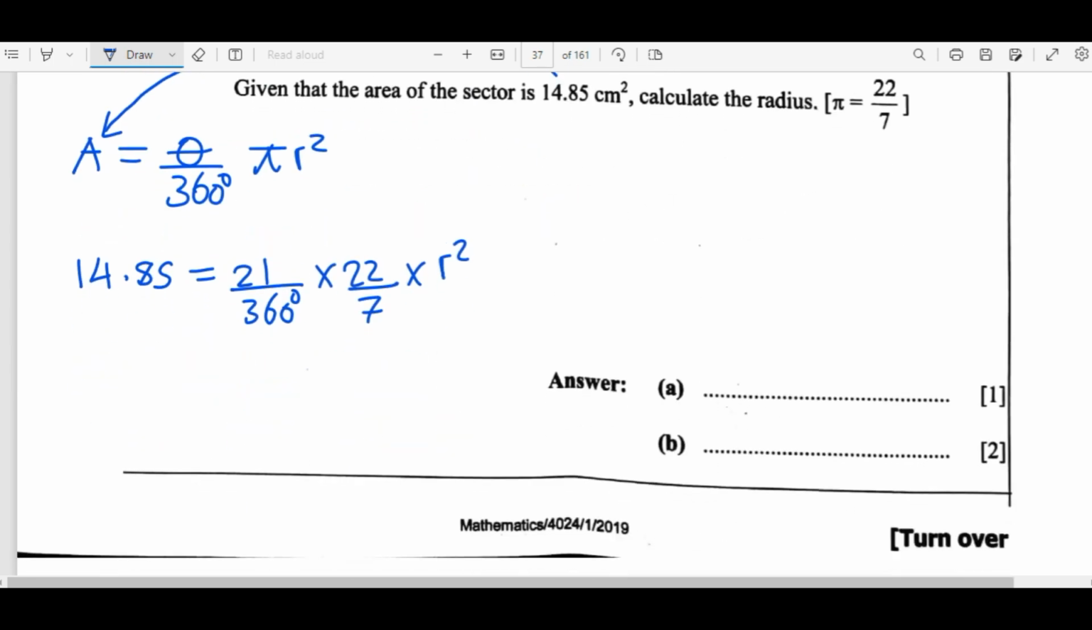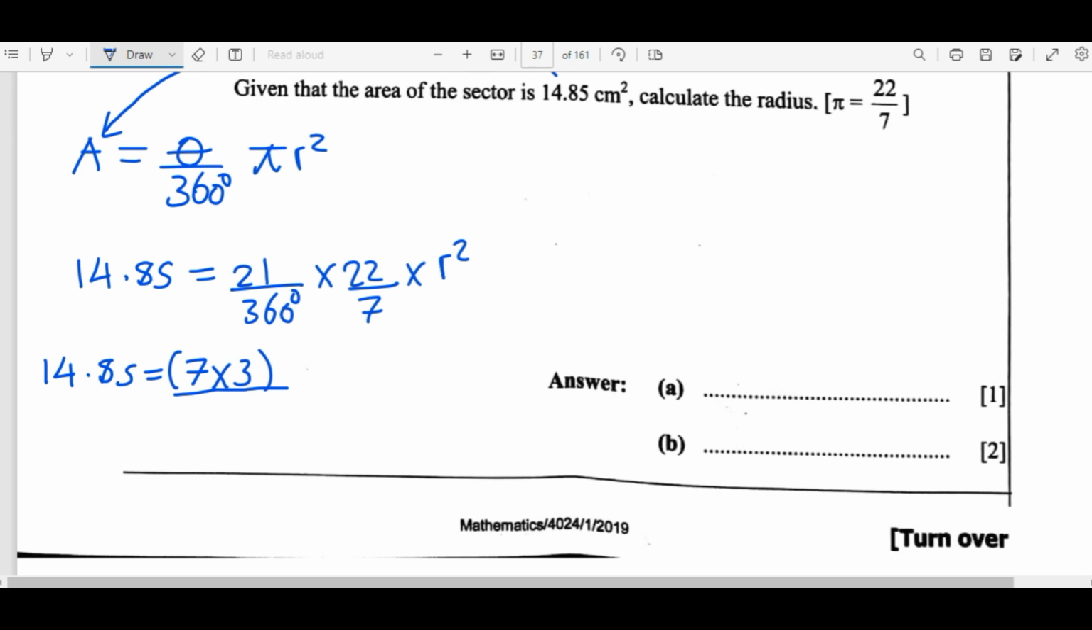Remember, our target is to find the value of r. Then for this one, we need to find ways of how we can simplify our answer. So for 14.85 will be written like that. Then for 21, we know that 21 is the same as 7 times 3. So I'm trying to find ways of simplifying our problem here.